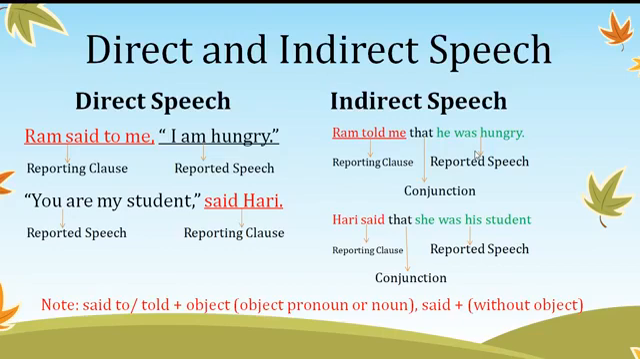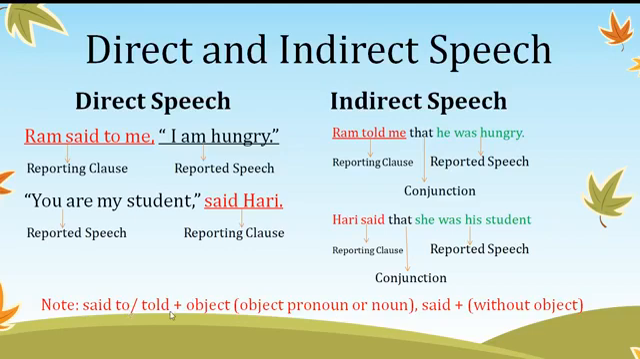Now let's go to this note I've given you. Here is "said to" and "told". If there is "said to" and "told", there must be the object. The object always stands as a pronoun or noun. Keep in your mind, what are the pronouns? Like me, us, him, her, you, it, them. Nouns you already know: Ram, Hari, Sham, these are.